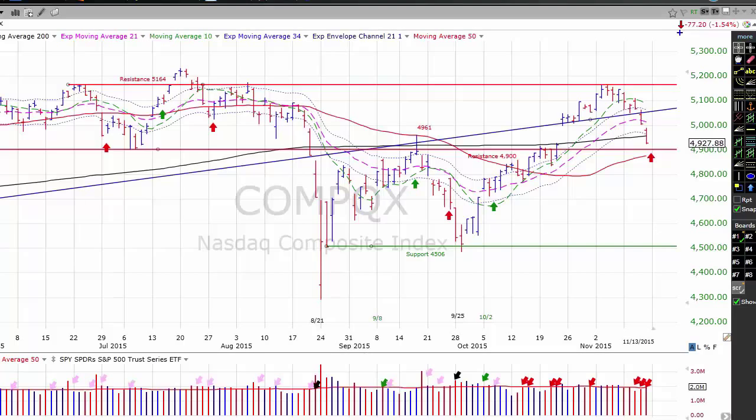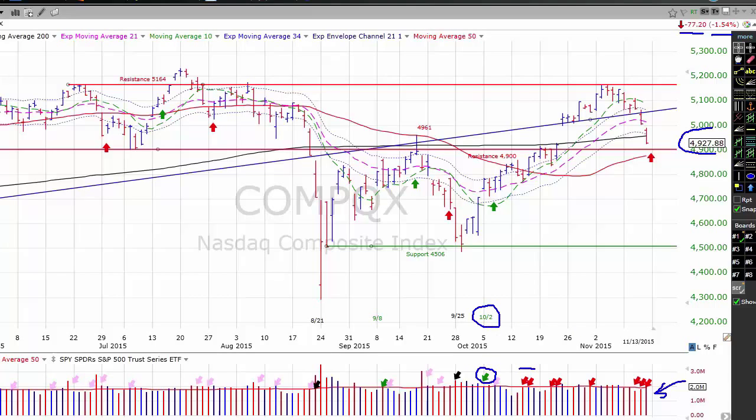NASDAQ Composite on Friday was down 77.2 points, or 1.54%. We closed at 49.27. Trading volume was heavier than the prior day, giving us another distribution day. For you followers of William O'Neill, currently I'm indicating a market in correction, but Investors Business Daily is indicating an uptrend under pressure. The market went to a confirmed uptrend on October 2nd.